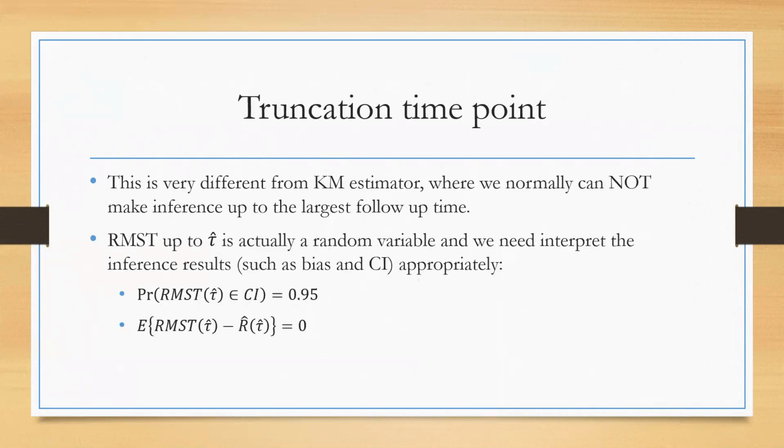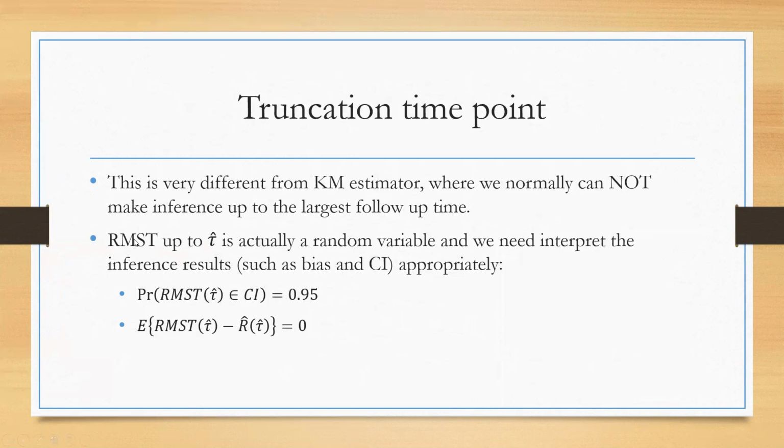So there are some subtle issues. Firstly, this is different from the Kaplan-Meier estimates, where we cannot make inference up to the largest follow-up time point. Although the Kaplan-Meier curve can last to the last time point, strictly speaking, you cannot construct a confidence interval or make any statistical inference at those time points. You have to truncate your Kaplan-Meier curve somewhat backwards and make inference from that, such as confidence intervals and hypothesis testing up to those time points. But for RMST, you can go to the last time point if those conditions are satisfied.